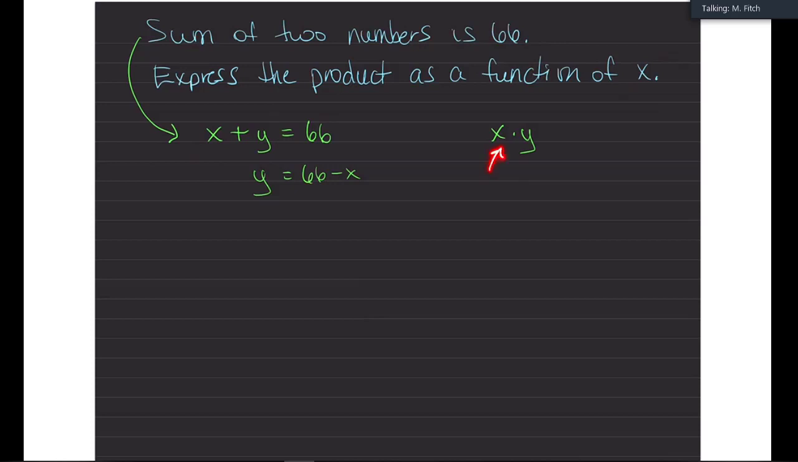So now when it comes to writing my product, I can make a substitution. We know that x is going to be x. But we now know that y is 66 minus x. So could we substitute that in for that y? And that would be 66 minus x. So now we express the product, multiplying the two together, with only x's.